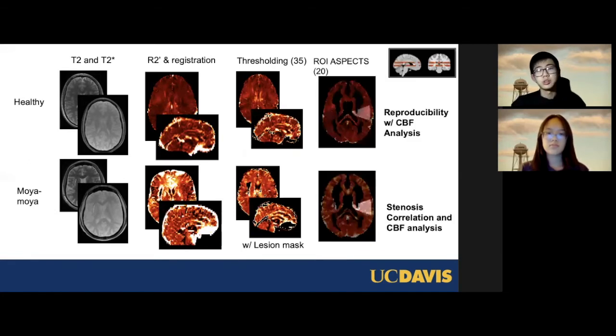For our analysis, we took 20 total ASPECTS regions from the median of the brain, with 10 layers from the top and 10 layers from the bottom. We assessed reproducibility and CBF correlation for healthy controls, and we assessed stenosis correlation and CBF for Moyamoya patients.